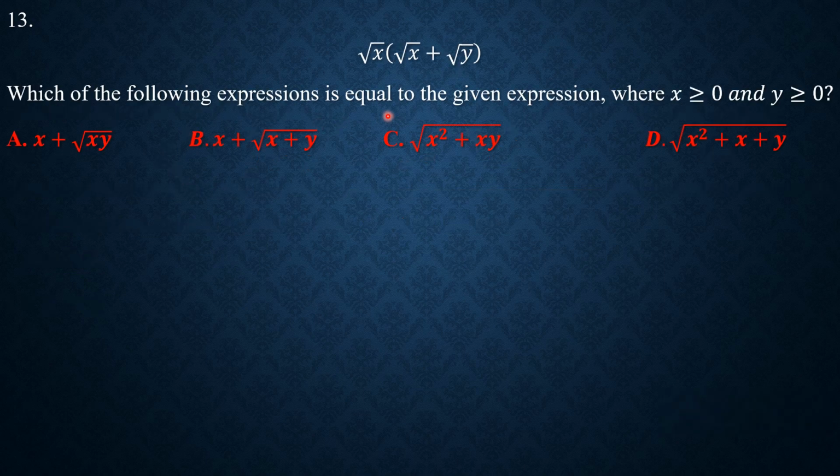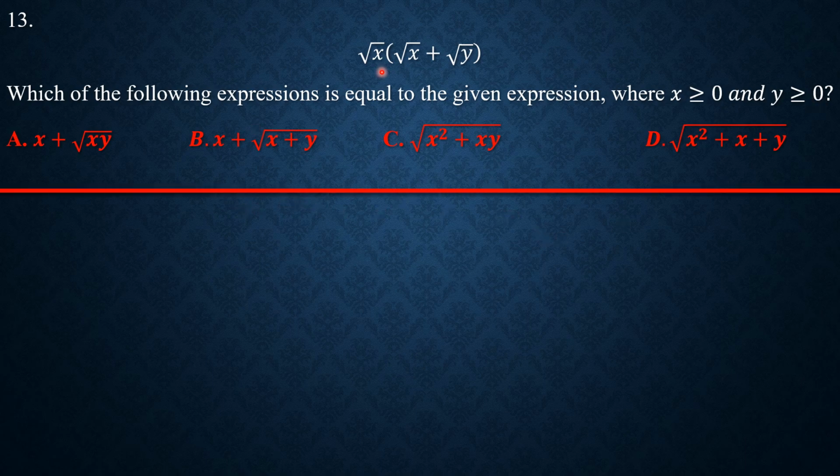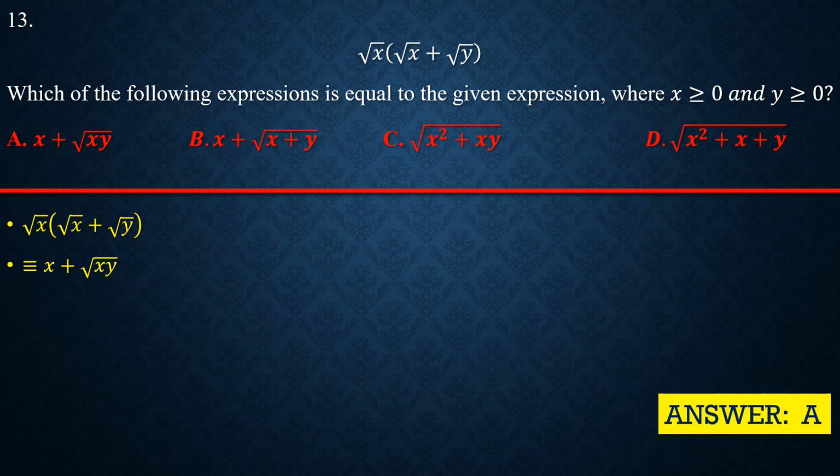Which of the following expressions is equal to the given expression, where x is greater than 0 and y is greater than or equal to 0? Alright, so we just need to expand this. So we're going to have root x into root x plus root y. That's going to give us, of course, root x into root x gives us x. Root x into root y is square root of xy, right? So our answer is A.